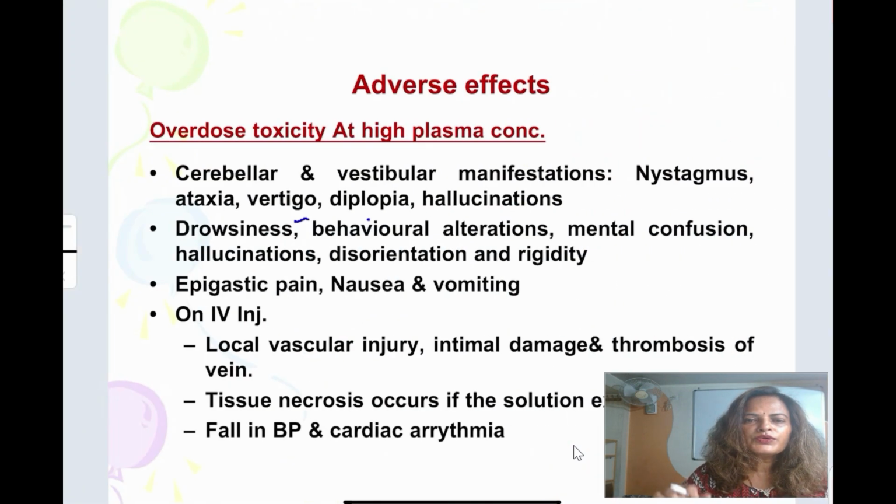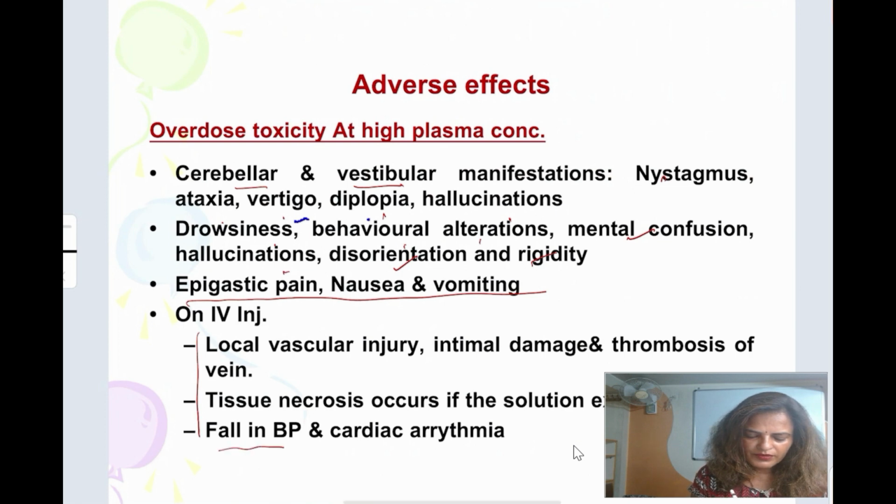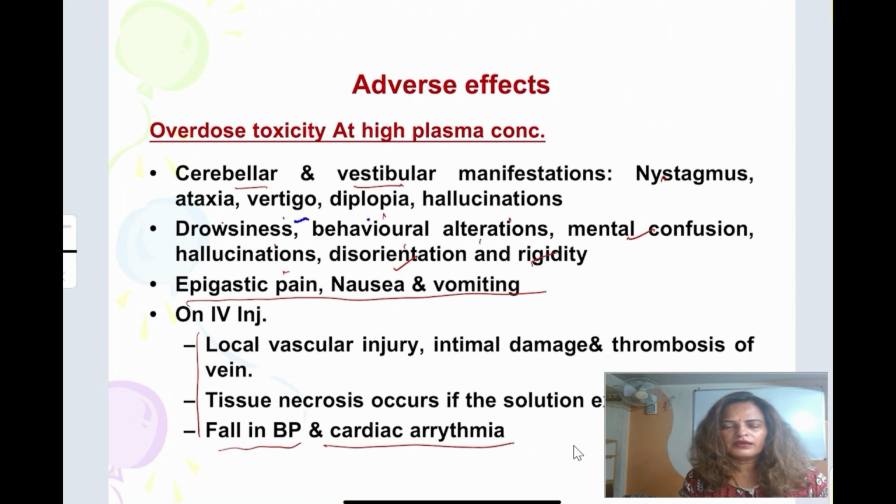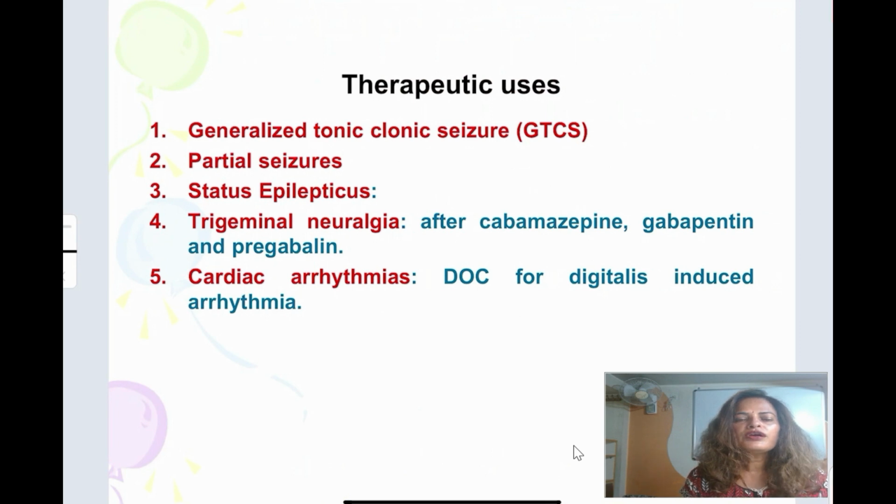Now if you give it at a higher or toxic dose, it mainly produces cerebellar and vestibular manifestations. When cerebellar involvement happens, there will be ataxia, vertigo, nystagmus, diplopia and hallucination, plus drowsiness, behavioral alteration, mental confusion, disorientation and rigidity, and epigastric pain, nausea and vomiting. With IV injection, as I have already told, it produces a fall in blood pressure and cardiac arrhythmia.